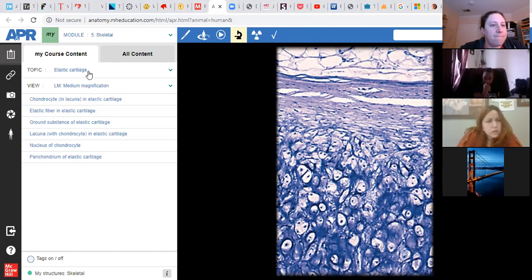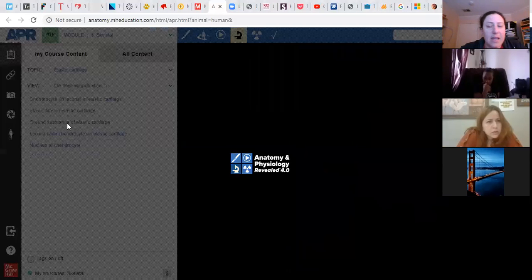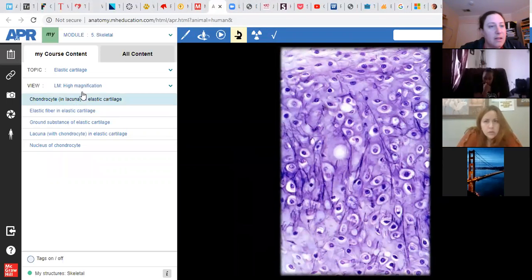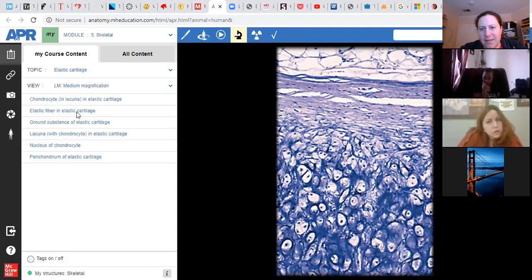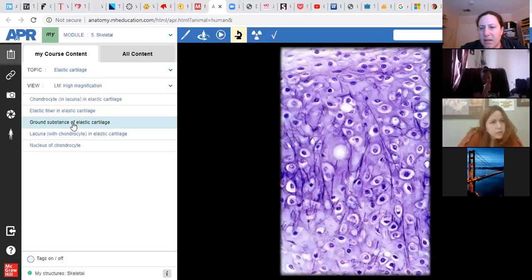So we get 2 different magnifications of elastic cartilage. That is a beautiful slide right there. This low one is a really horrible picture. I don't know why they used it when beautiful things like that, like there is no magnification difference there.